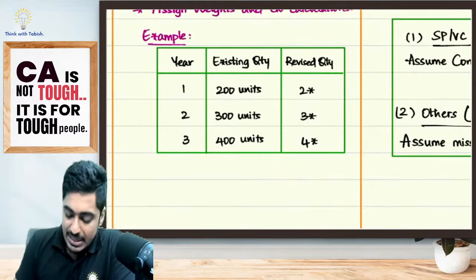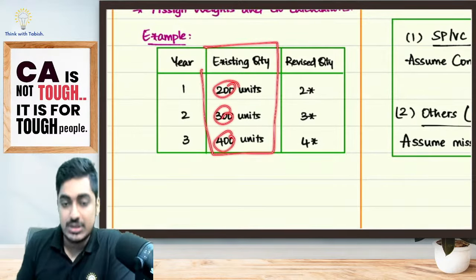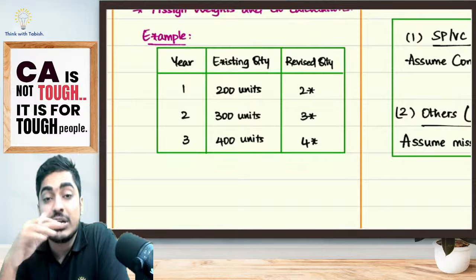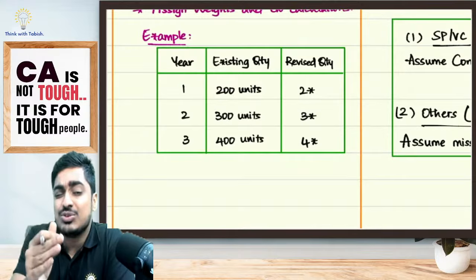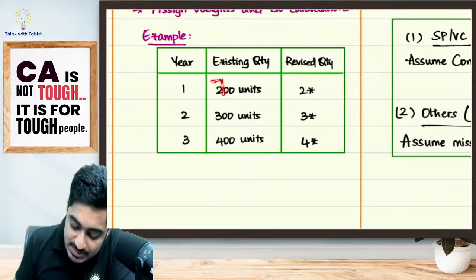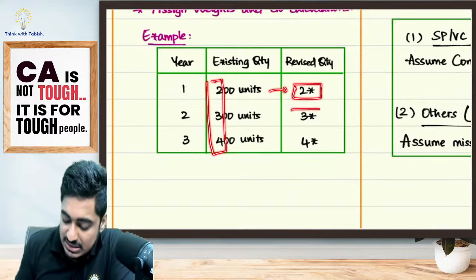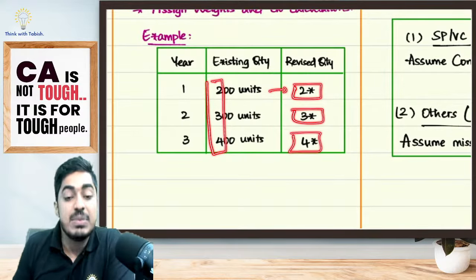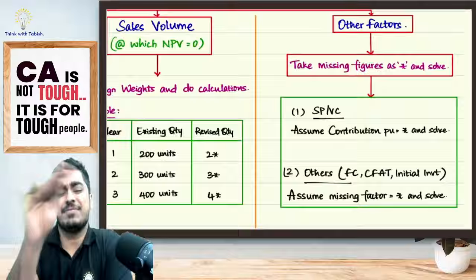Look at this, students. Right now, I was selling 200, 300 and 400 units. Next year, how many units should I be selling? Or if there is an adverse movement, how many units should I be selling so that my NPV becomes zero? Now understand, units I am selling in this ratio. So I will take my weights as 2x, 3x and 4x. Based on that, I will calculate. Is this clear, everyone?